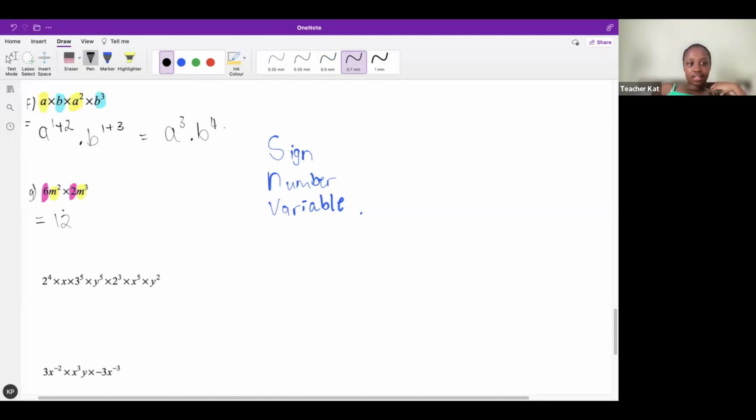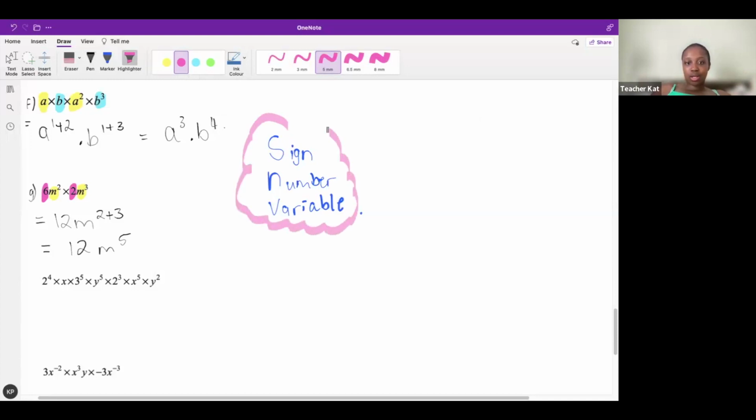Okay, and then let's go to my variables. We have an m and an m, right? So m to the power of 2 times m to the power of 3. So we're going to add the exponents. So then my final answer is 12m to the power of 5. There we go, guys. So this is where this rule comes in really nicely.